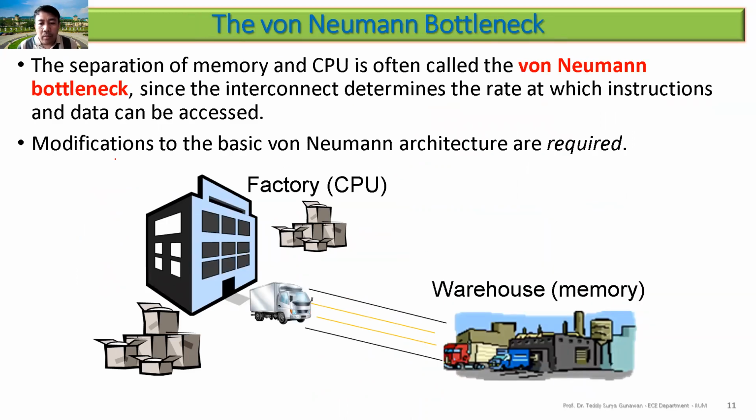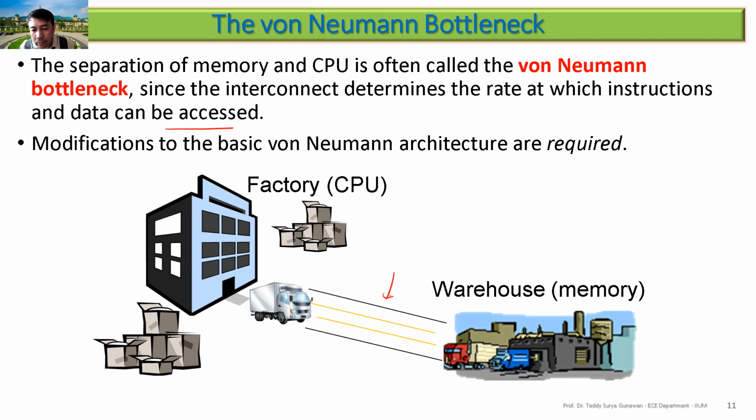So what is the von Neumann bottleneck? The separation of memory and CPU is often called the von Neumann bottleneck, since the interconnect determines the rate at which instructions and data can be accessed. So the bottleneck is this one: the interconnection, because we have limited interconnection.